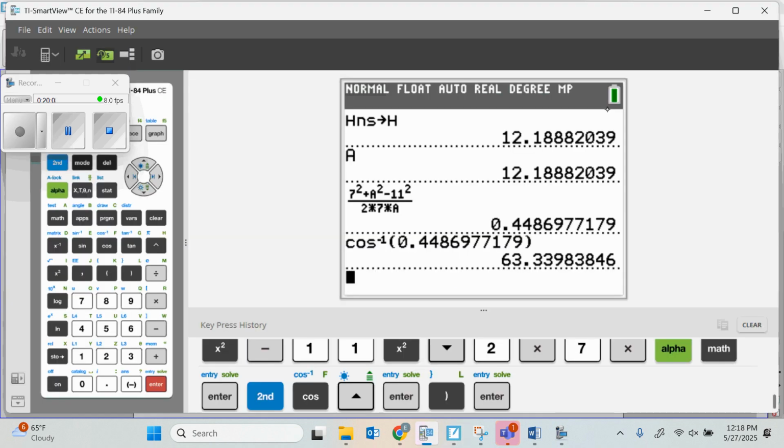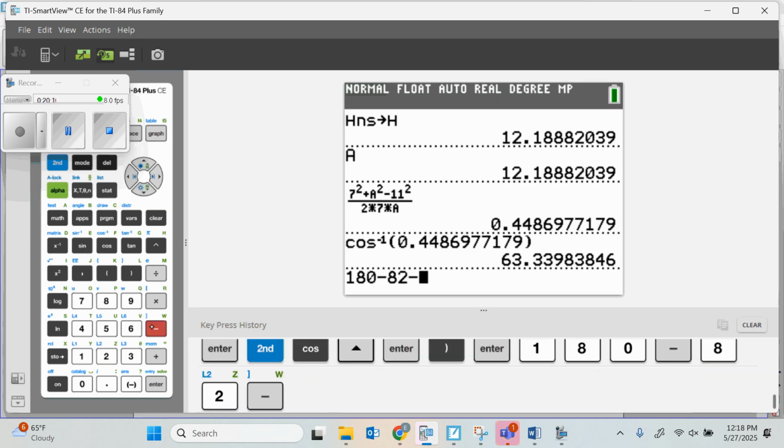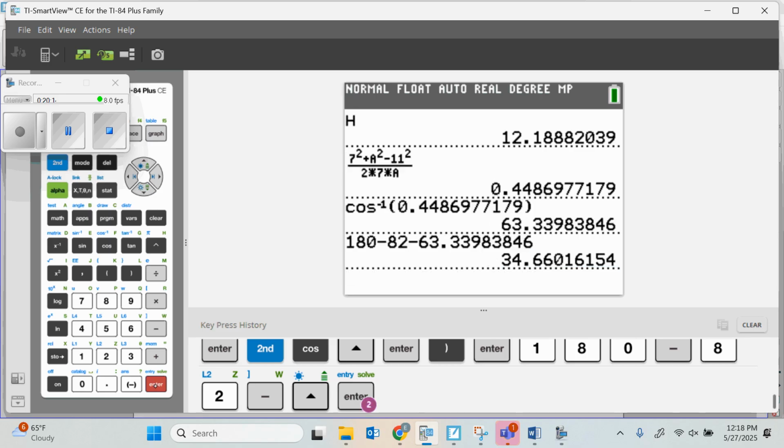I'm going to do 180, take away 82, take away that angle B that I just solved for, and I'm going to get 34.660 degrees for angle C.